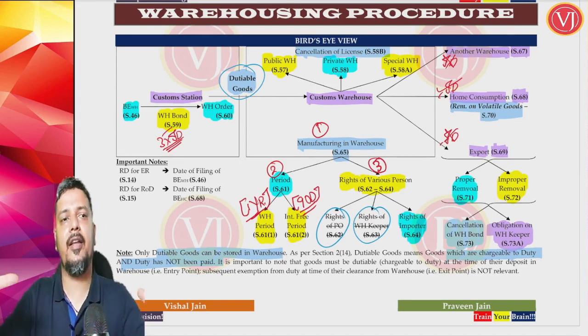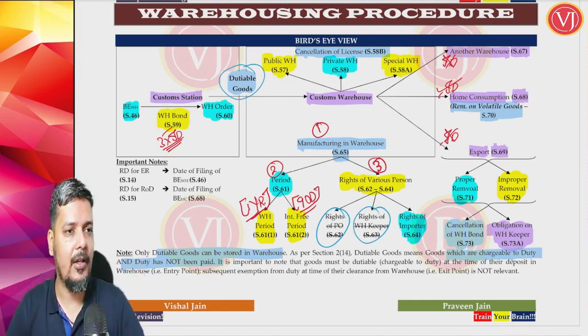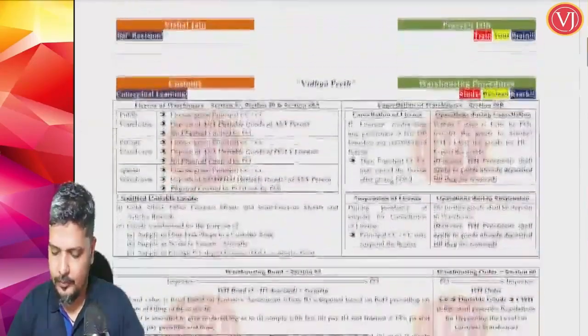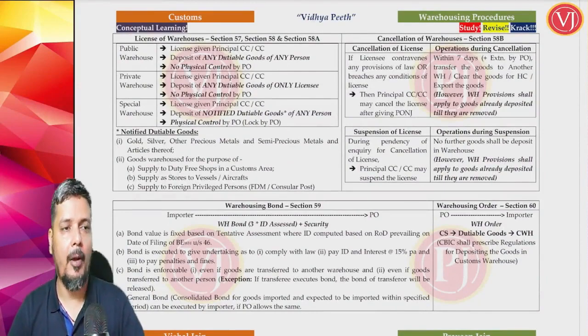So this is a bird's eye view of this particular chapter. And different sections are given. For the first time you are seeing different sections in a logical flow. Now let us see each of the provisions one by one, now in proper sequence.